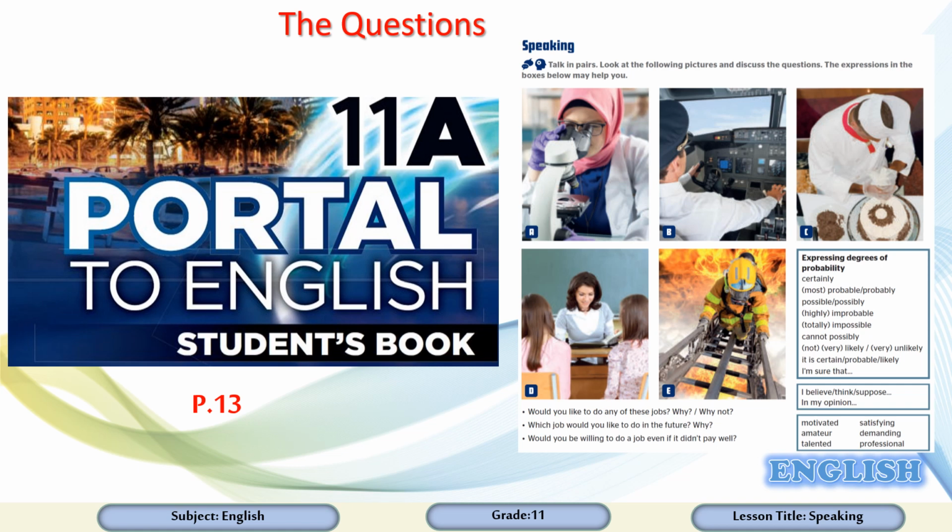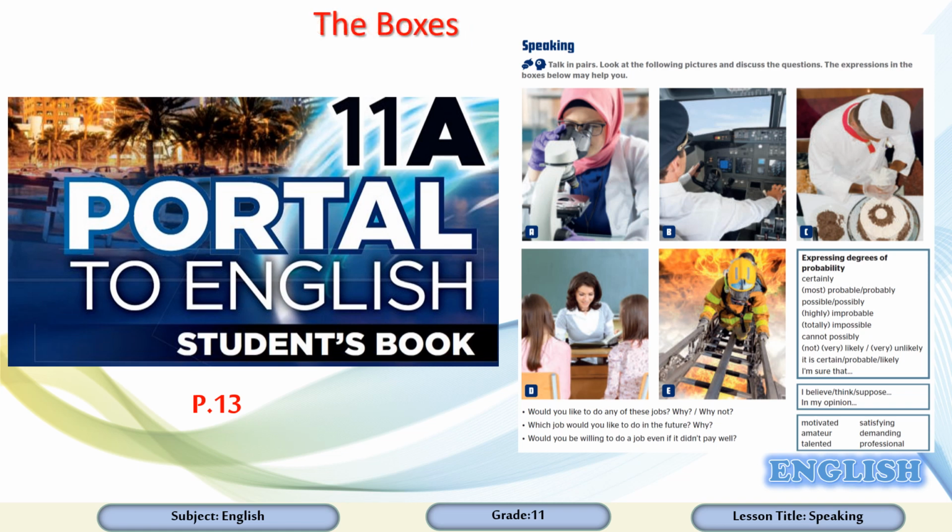Let's look at question 3 now. Would you be willing to do a job even if it didn't pay well? For this question, you are going to give your opinion about whether you would accept to do a job if you did not earn well from that job. How are you going to answer the 3 questions? You are going to use some of the expressions that are in the boxes.